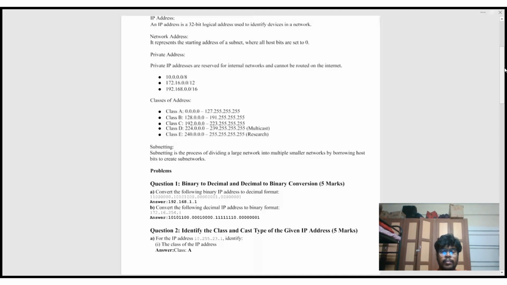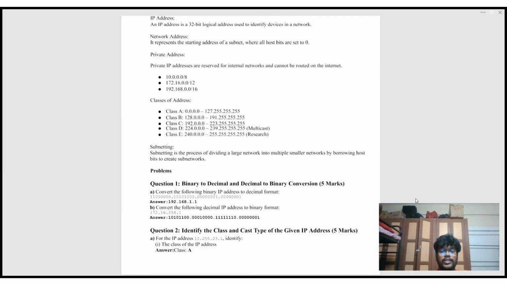Now I'm going to explain about IP addressing and subnetting. An IP address is a 32-bit logical address used to identify a device in a network. Network address means it represents the starting address of a subnet where all host bits are set to 0.